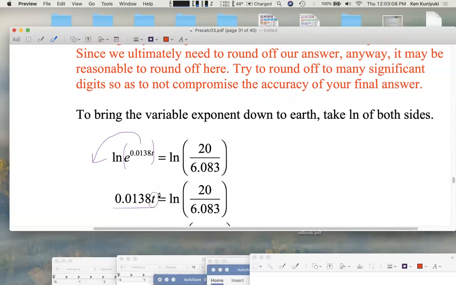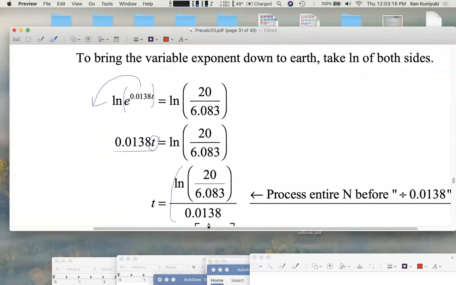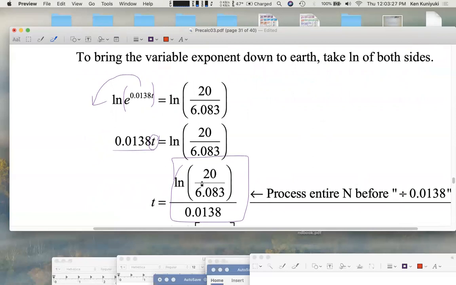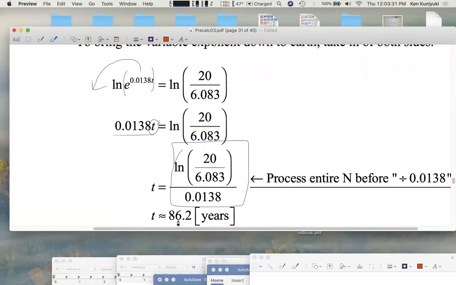To isolate t itself, to solve for t itself, divide both sides by 0.0138. I realize this looks ugly, but it helps to keep this as exact as possible so that we avoid losing accuracy. And we can approximate this on our calculator. Okay, be careful with grouping symbols. T turns out to be about 86.2 in years.